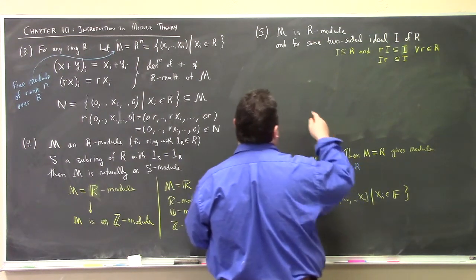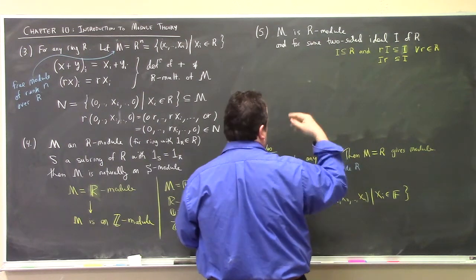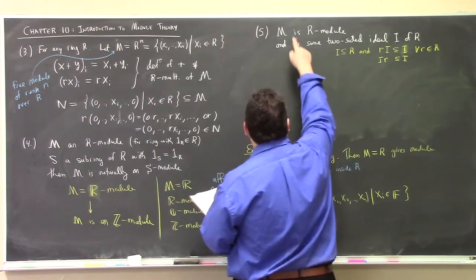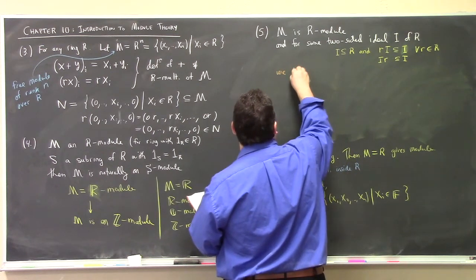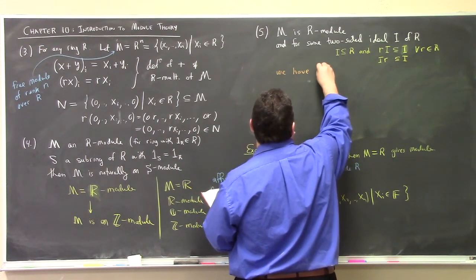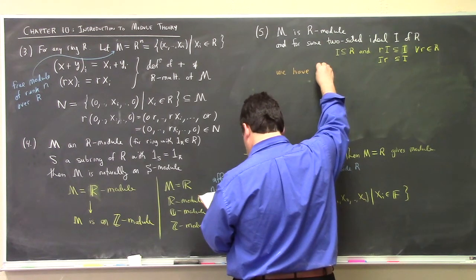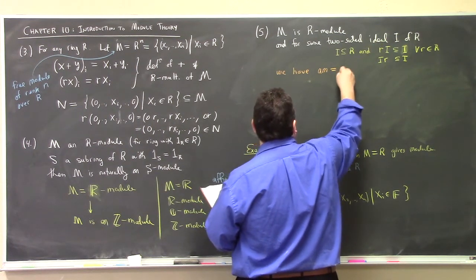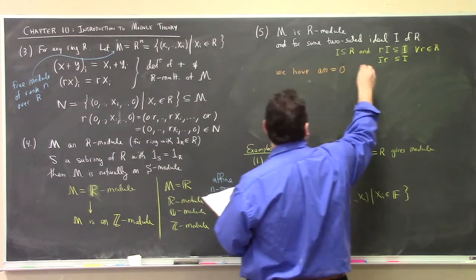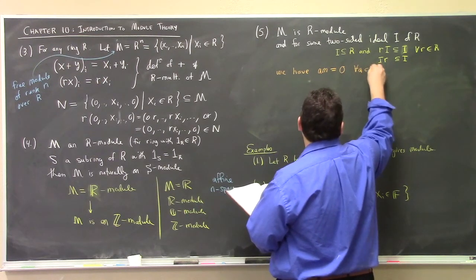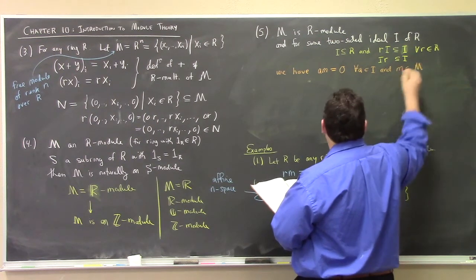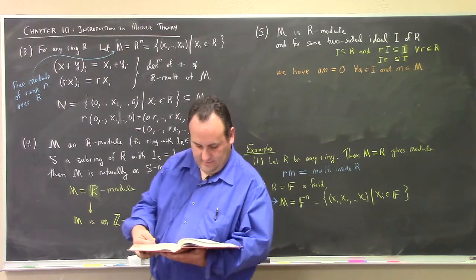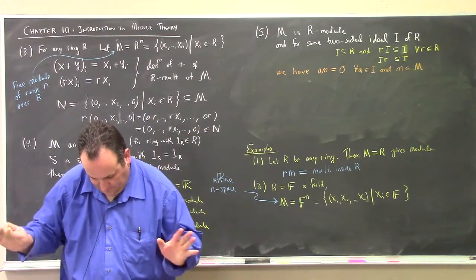Okay, so if M is an R module, and for some two-sided ideal of R, right? We have AM equals 0 for all A in this two-sided ideal and M in your R module. All right, then what? So that's the setup, right?